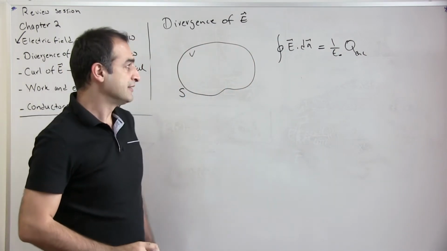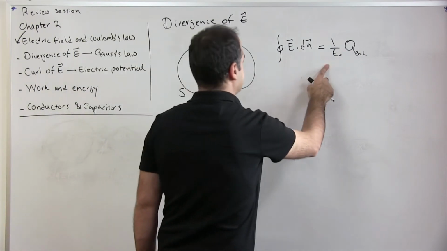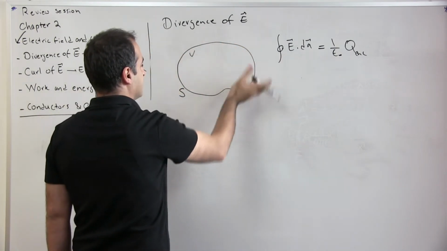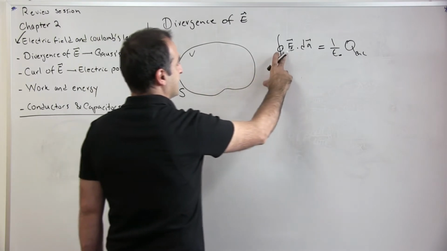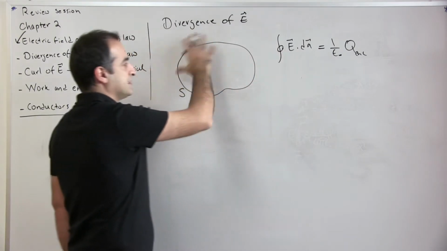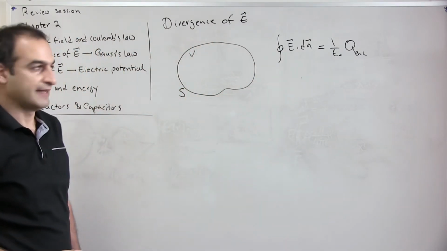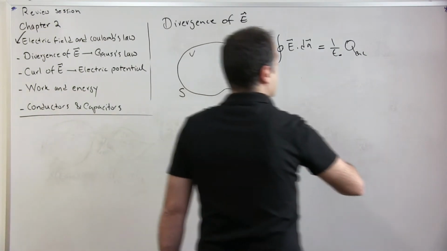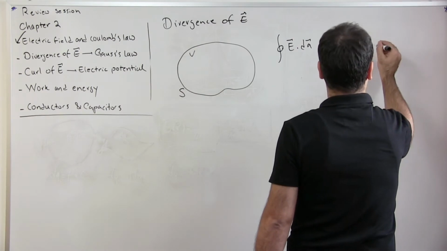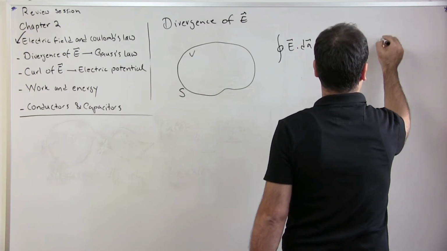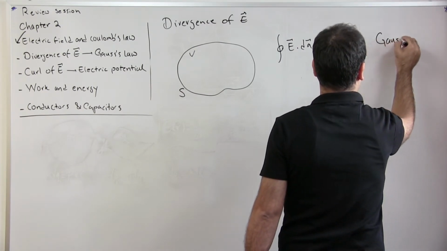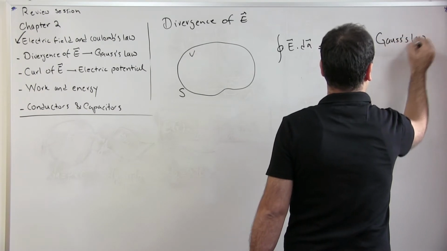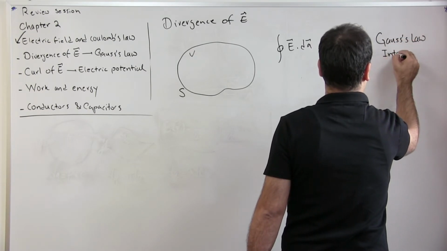Okay, so the integral of E dot dA runs over the whole surface of this volume. I put the circle sign here because it's a closed surface. And that is equal to 1 over epsilon 0 times Q enclosed, and this is the integral form of the Gauss law. This is the Gauss law in integral form.